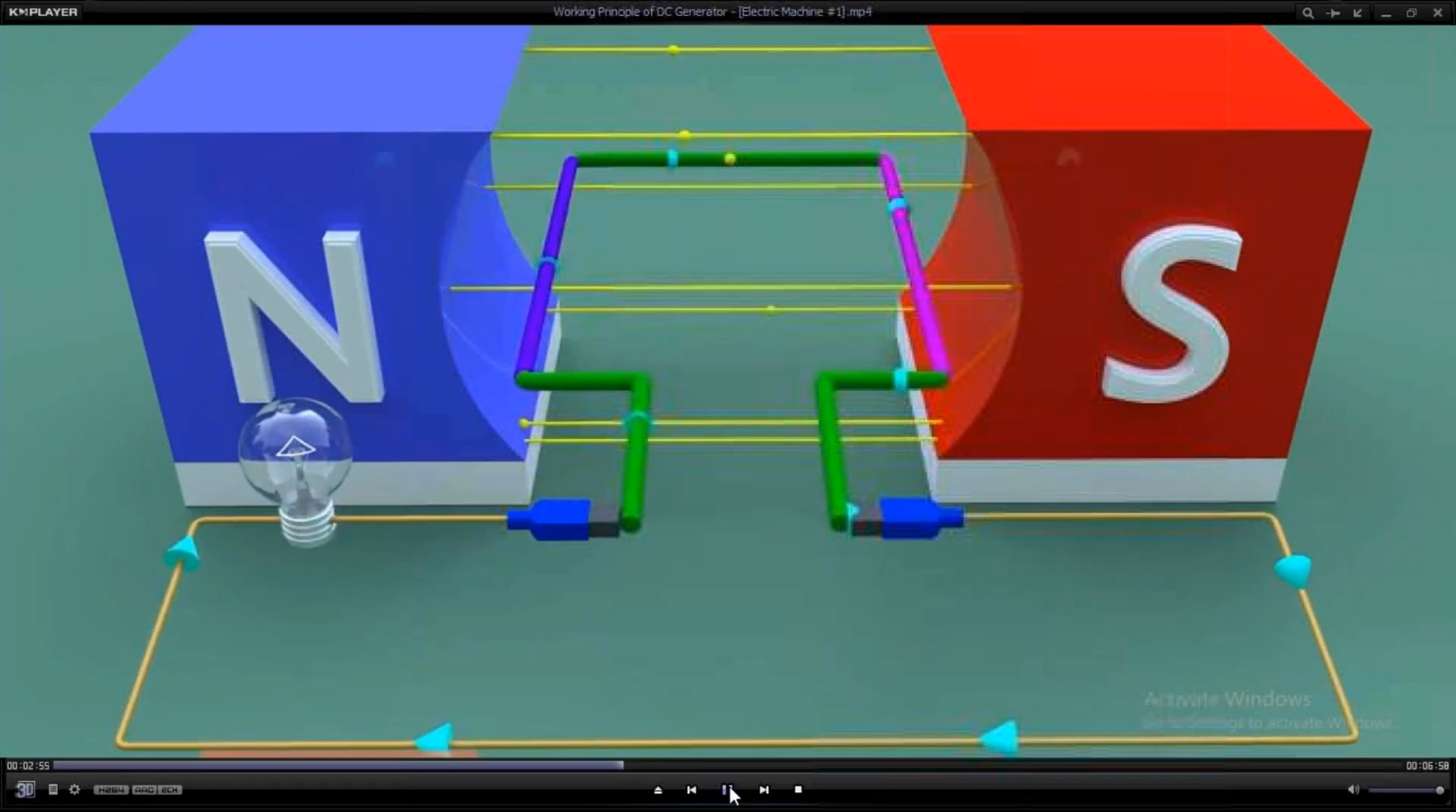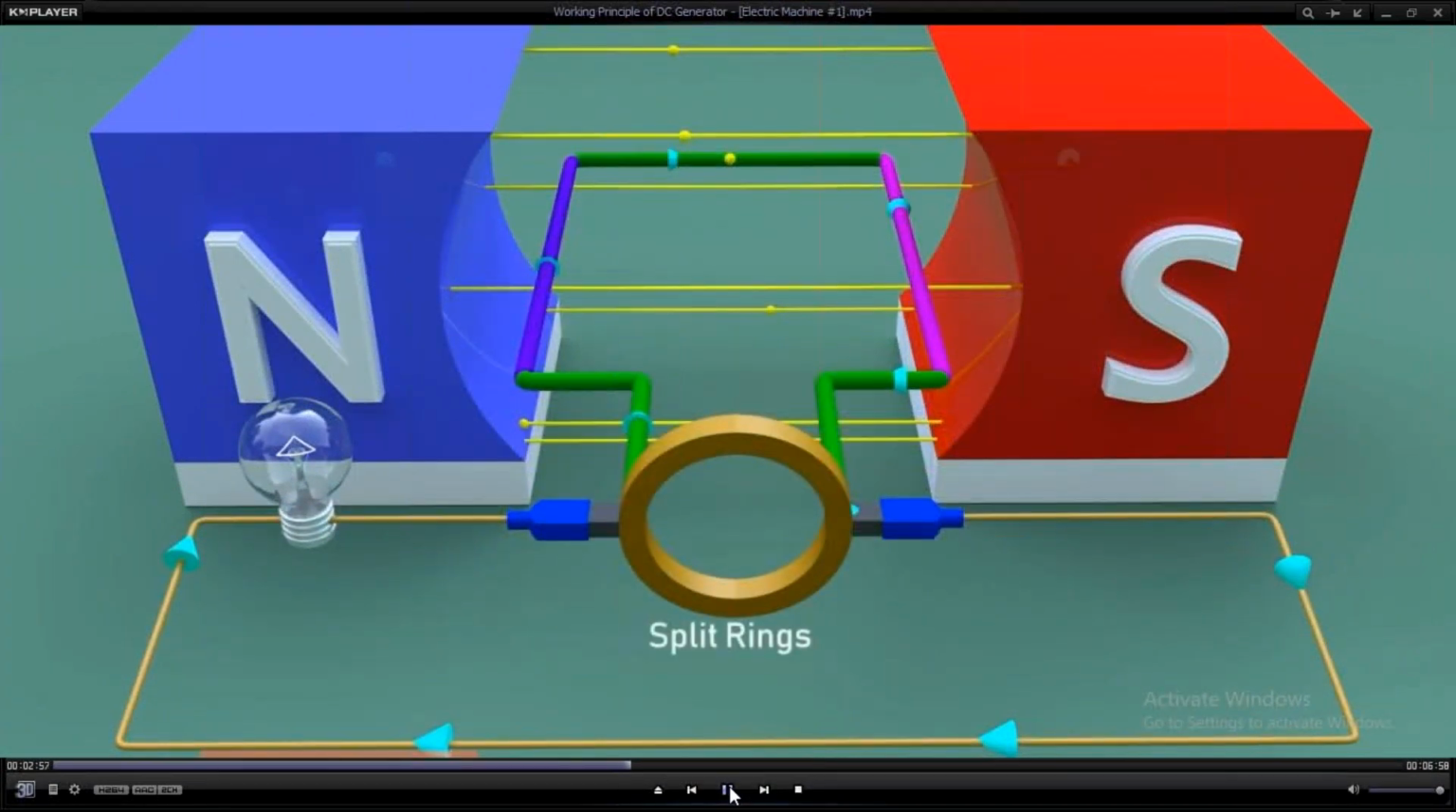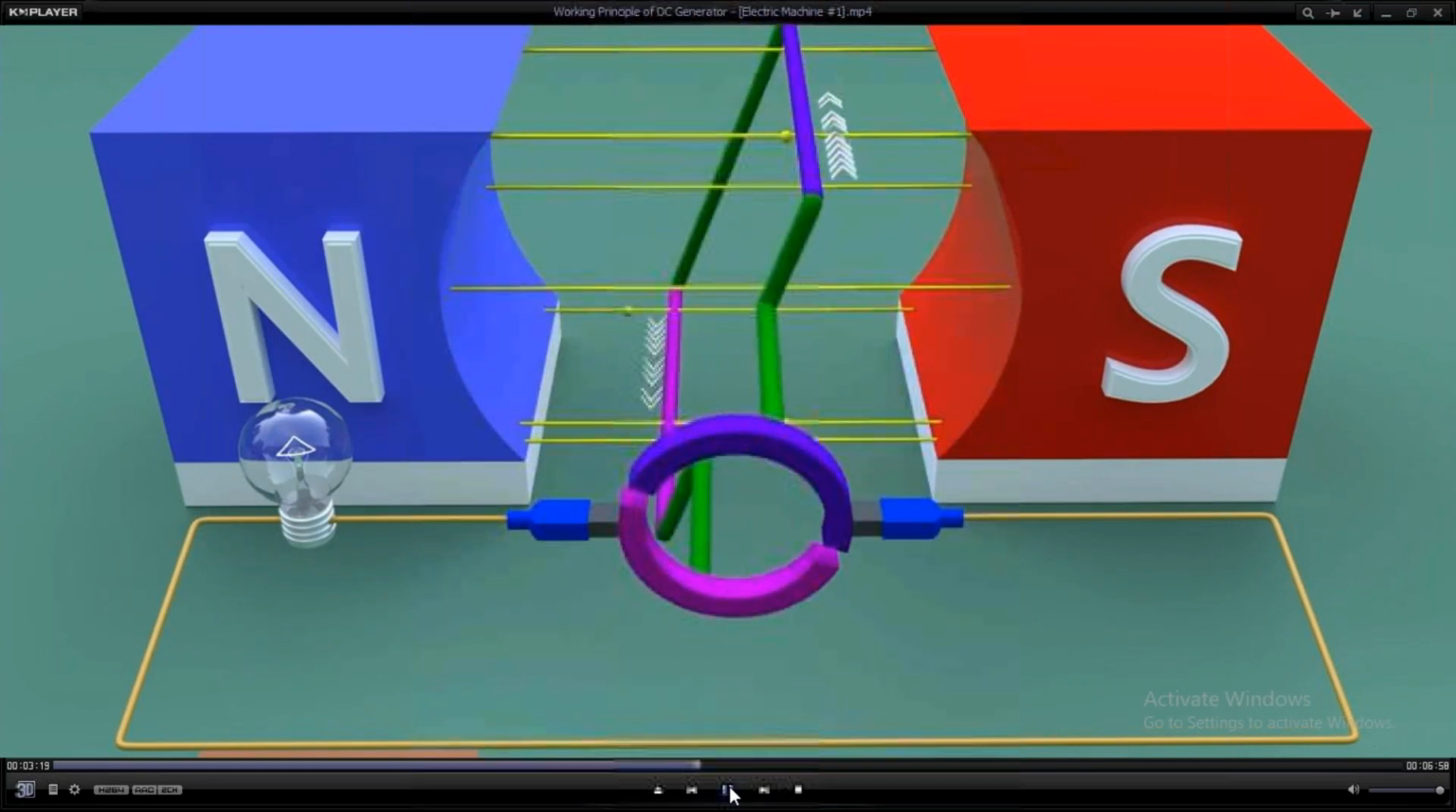We can automate this process by adding split rings. Split rings, as the name suggests, is a ring that is split in between, giving two half rings with the same gap in between. Now let's see how the split rings automatically change contact for every half a rotation. So right now this brush is in contact with this half part of the split ring, violet color. When the coil rotates and comes to this position, the direction of the current changes, and this brush now is in contact with the other half part of the split ring, pink color.